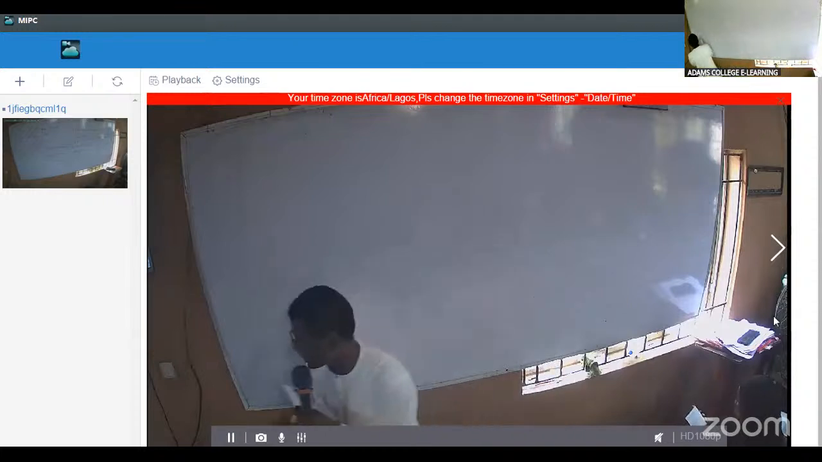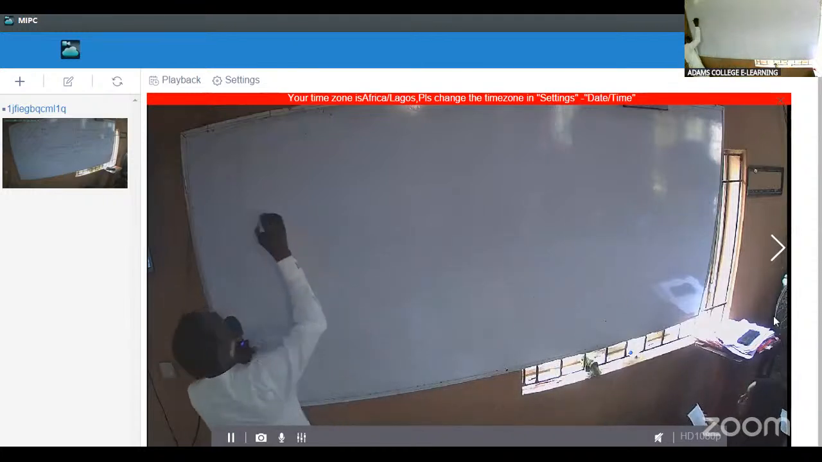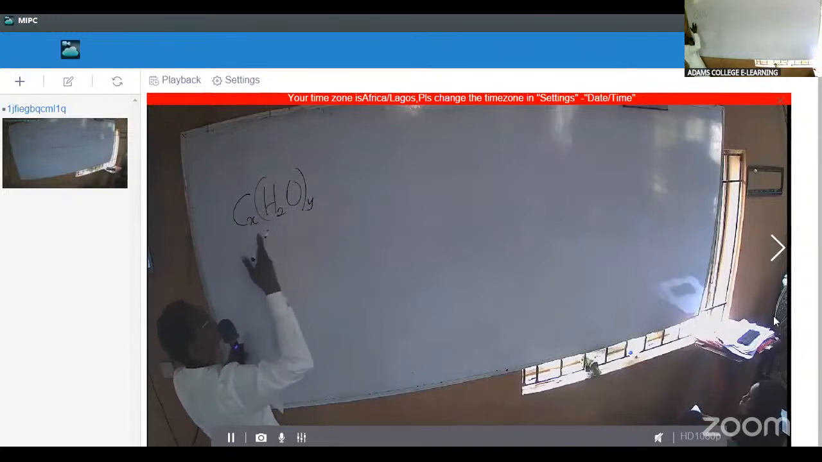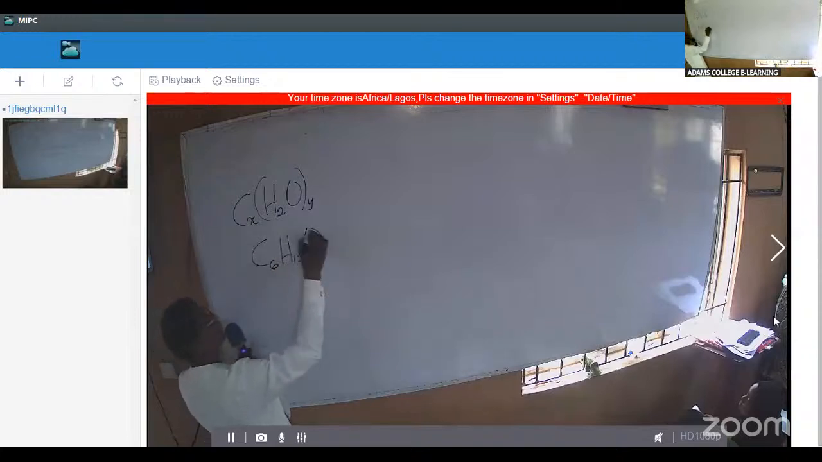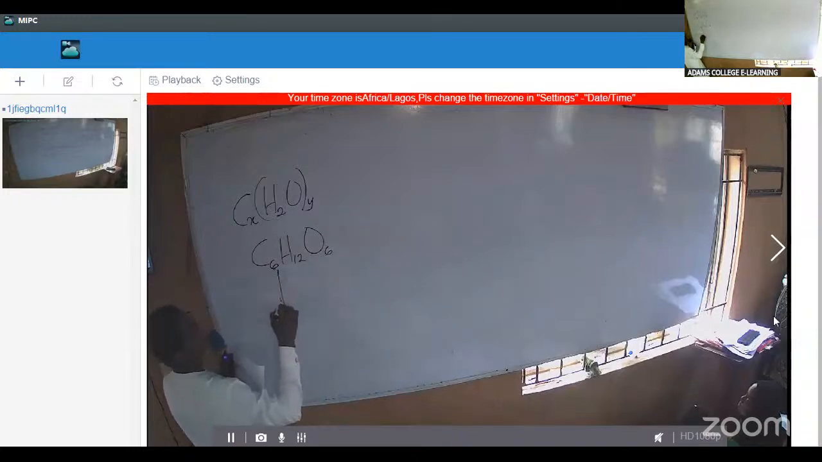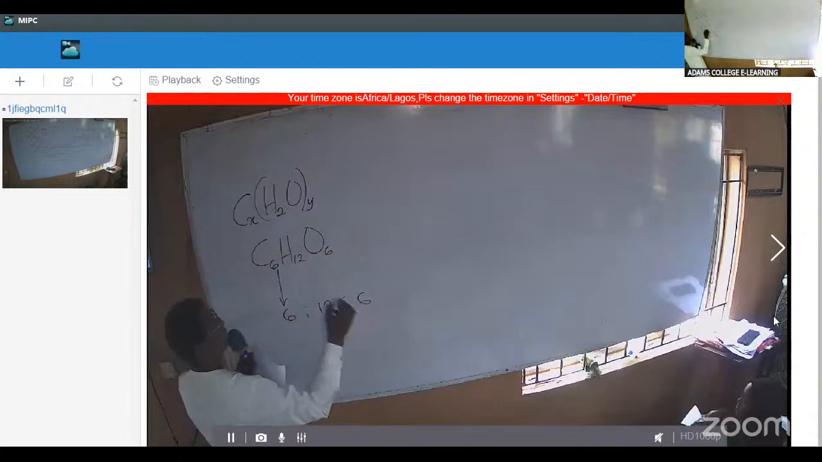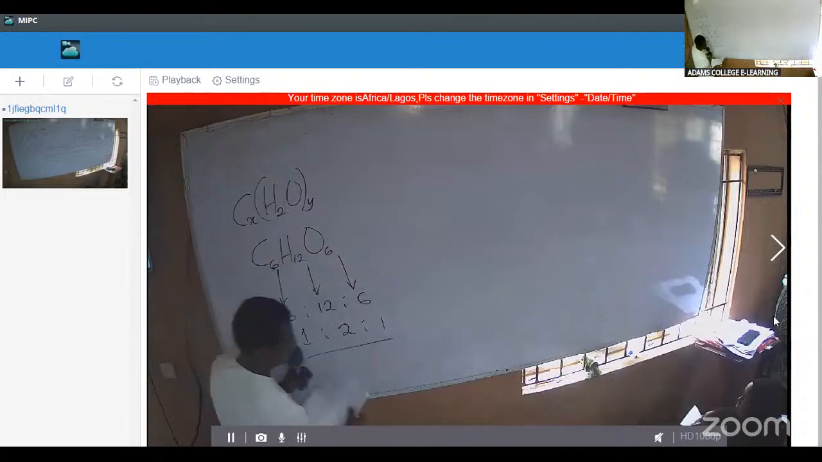This is carbohydrate. CxH2yOy. That's the general formula for carbohydrate too. It can be in any form. But if you look at them very well, even with a member like glucose, C6H12O6, the ratio is 6:12:6, for example. So this is 1:2:1, something like this. So the answer is C.